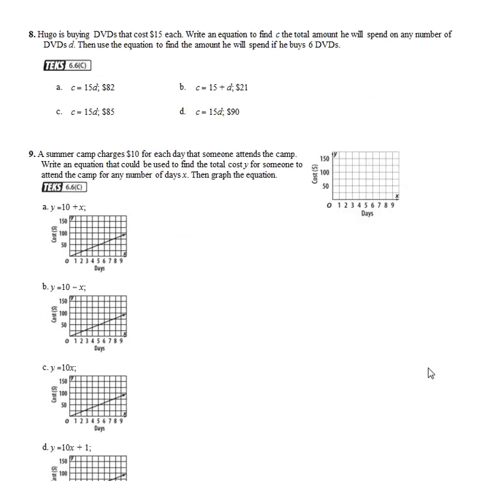Number 8. Hugo is buying DVDs that cost $15 each. Write an equation to find C, the total amount he will spend on any number of DVDs D. Then use the equation to find the amount he will spend if he buys 6 DVDs. A, C equals 15D, $82. B, C equals 15 plus D, $21. C, C equals 15D, $85. D, C equals 15D, $90.